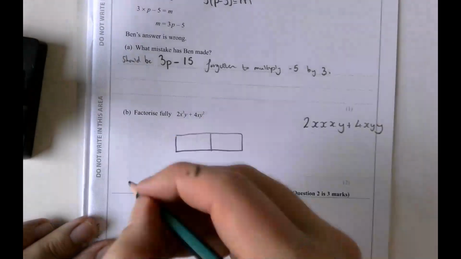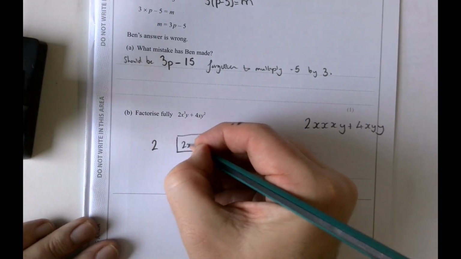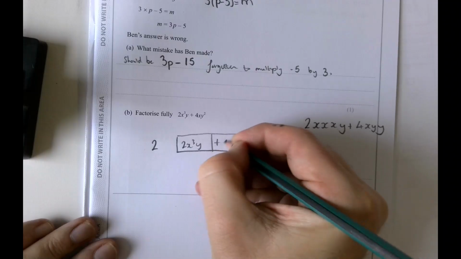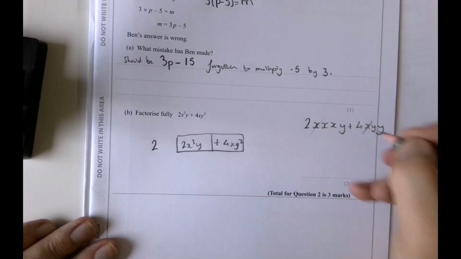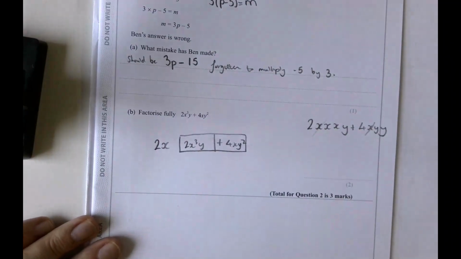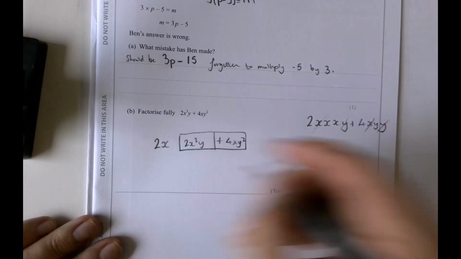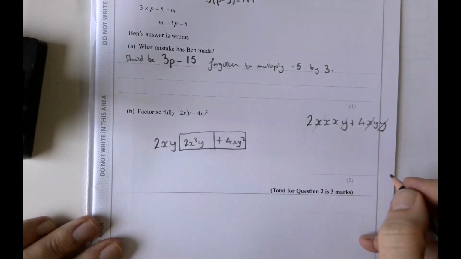Well, they're both in the 2 times table, so I'm going to put 2 on the outside. They're both in the x times table, so I'm going to take an x off both of them, so I'm going to put an x there. They're both in the y times table, so there's going to be a y at the front as well.